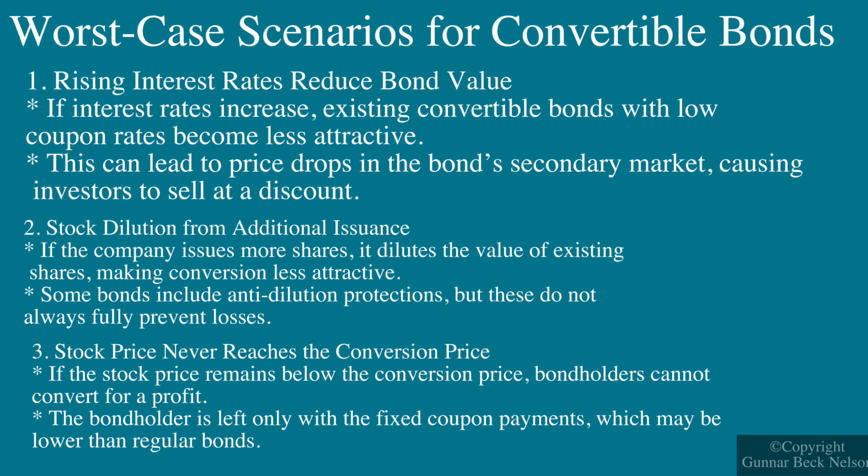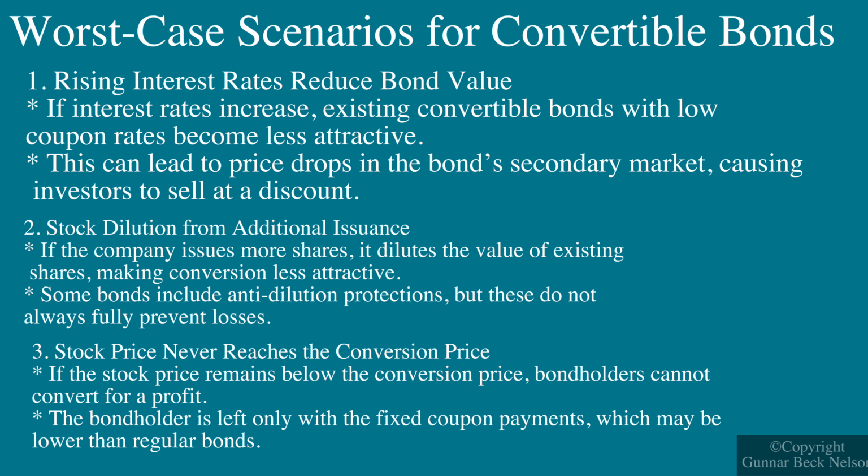In the worst case scenario for convertible bonds, there will be these 5 indications. 1, typically there are rising interest rates, which would reduce the bond's value. If interest rates increase, existing convertible bonds with lower coupon rates may become less attractive, since directly from the Treasury, if we already have interest rates of 5%, people would buy bonds issued at 5% from the Treasury. This can lead to price drops in the bond secondary markets and cause investors to sell at a discount.